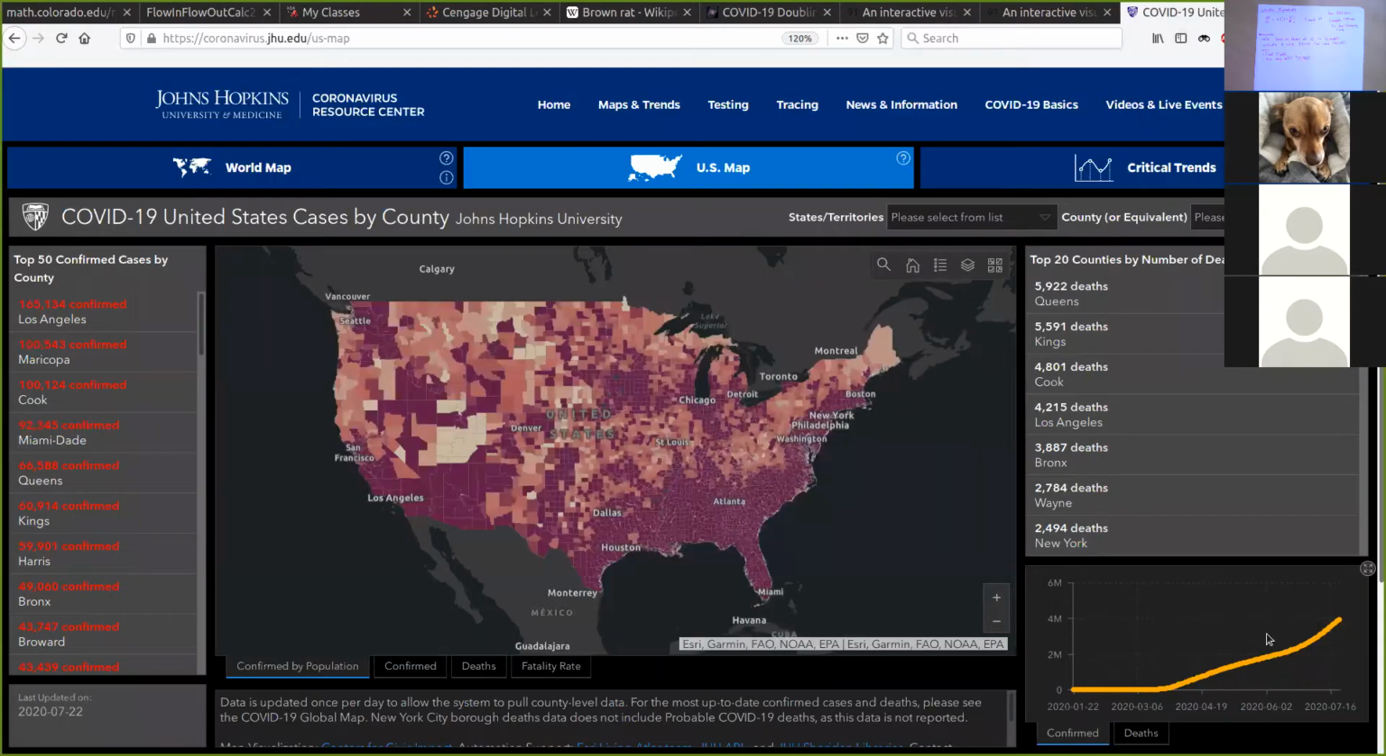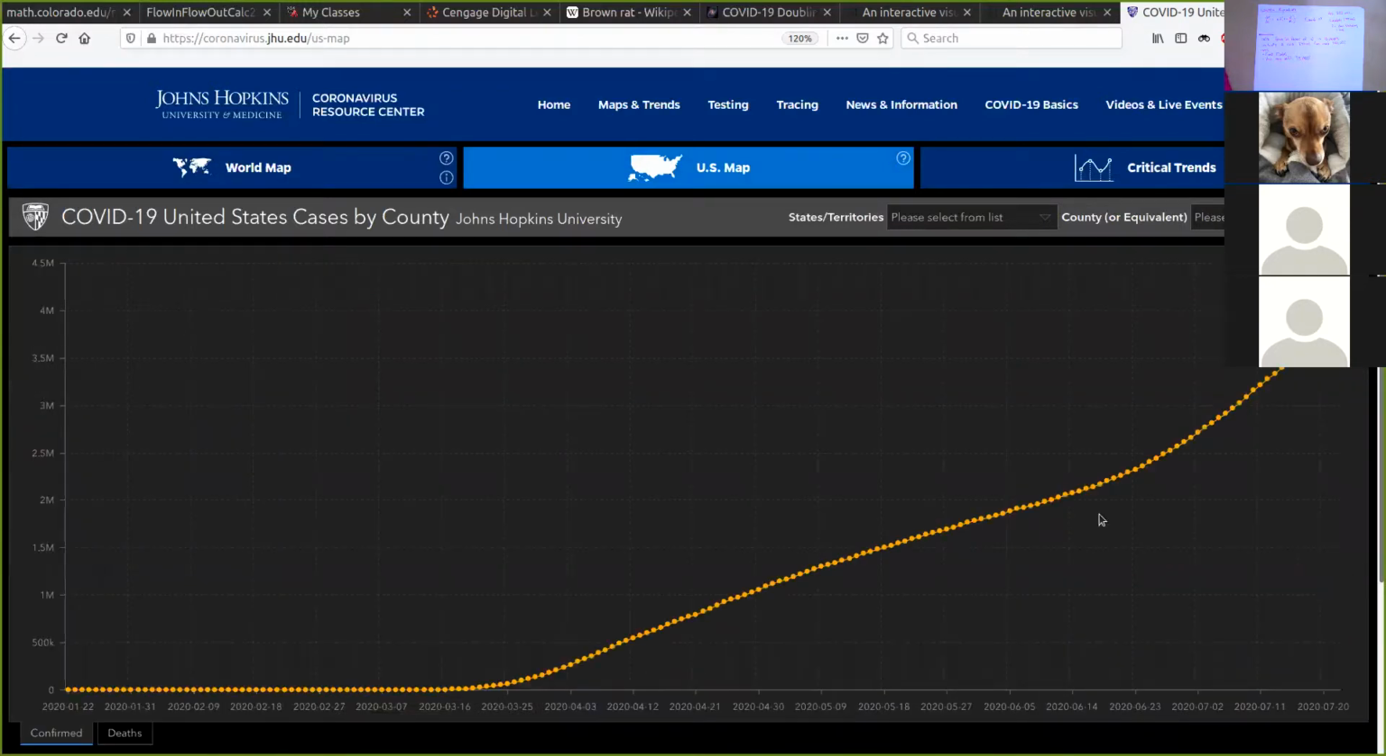Let's go to the total number of cases. And the total number of cases I found on Johns Hopkins, I clicked on the US map to give us a map of the US. And then down here on the right, here's what we got. This graph is the total cases. So you can kind of see where we're at.